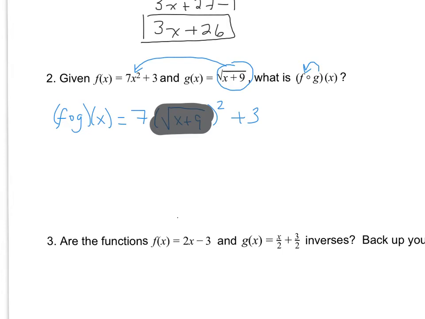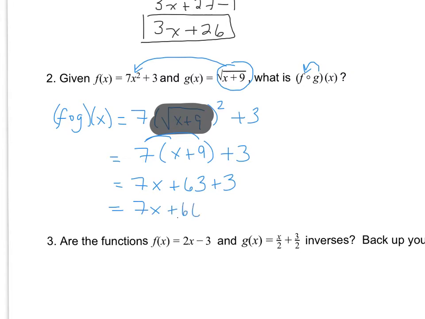Now the square root and the square will cancel. That will just leave me 7 times x plus 9, plus 3. I'll distribute my 7. So that's 7x plus 63 plus 3, which is 7x plus 66.